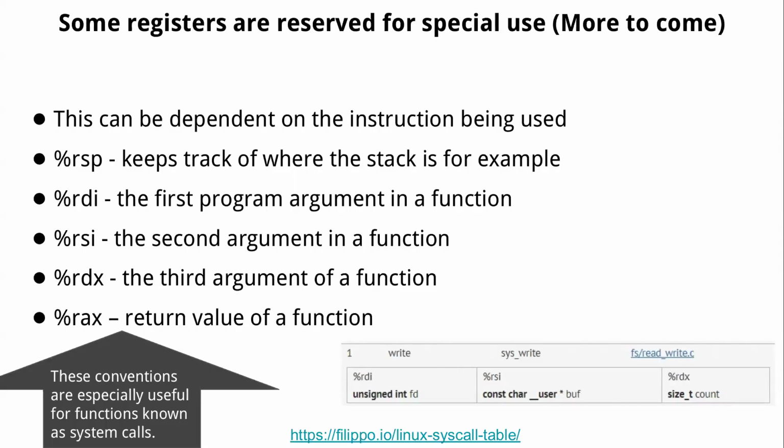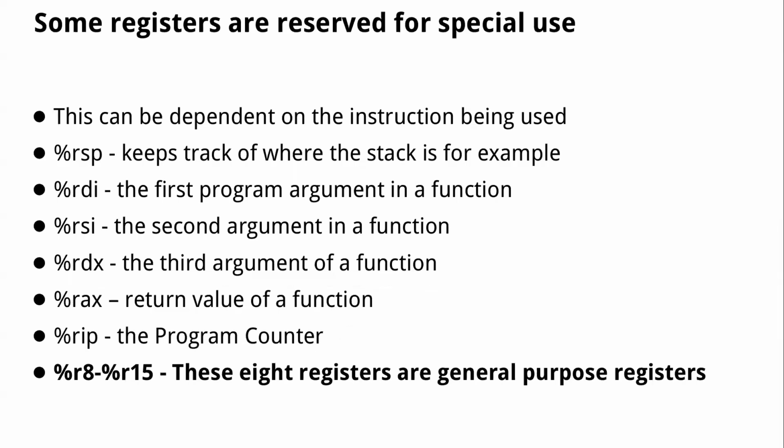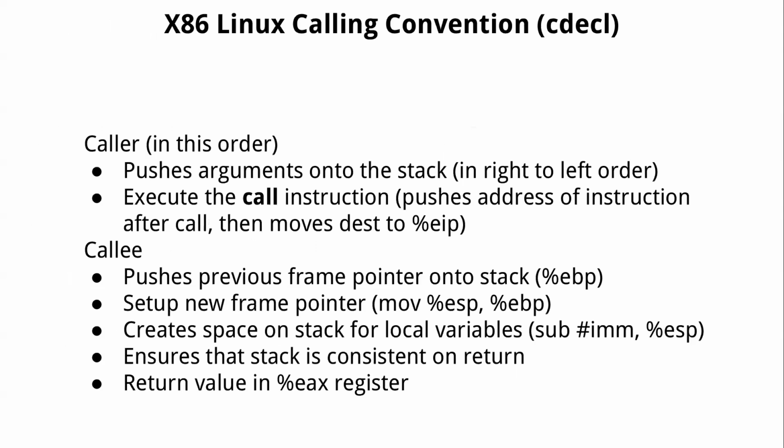The first parameter goes to the register RDI, the second one goes to RSI, the third one goes to RDX. In a 64-bit machine, I believe we have 6 registers we can use to pass parameters. But for a 32-bit machine, we use the stack to do that. Then of course, we have RIP, the program counter. We've been talking about this multiple times. Then there are several other general purpose registers, R8 to R15, which do not exist in the 32-bit version.